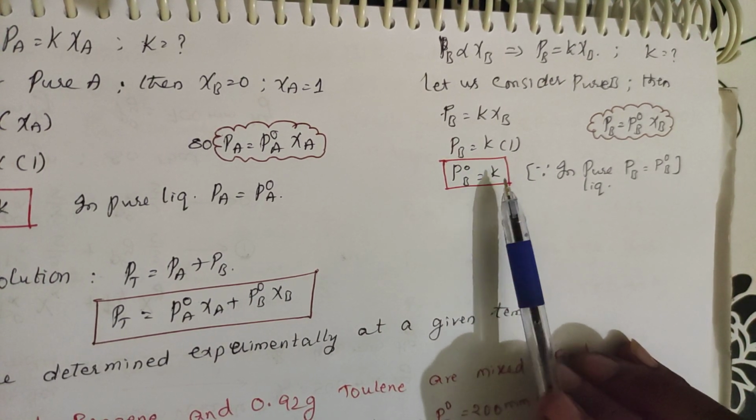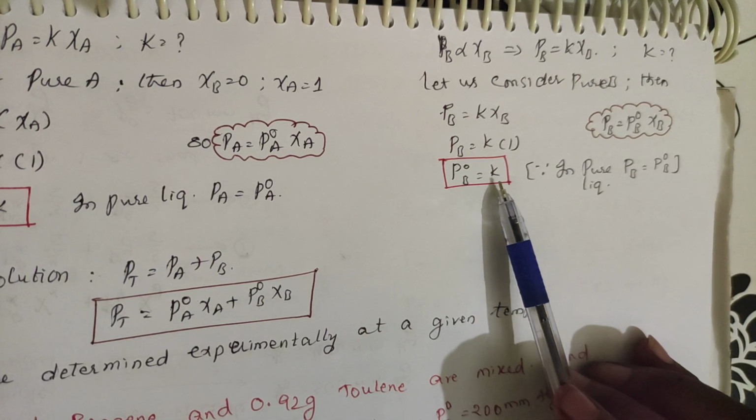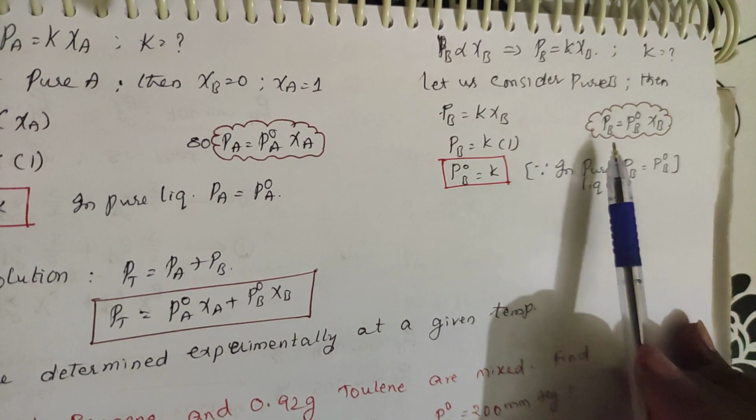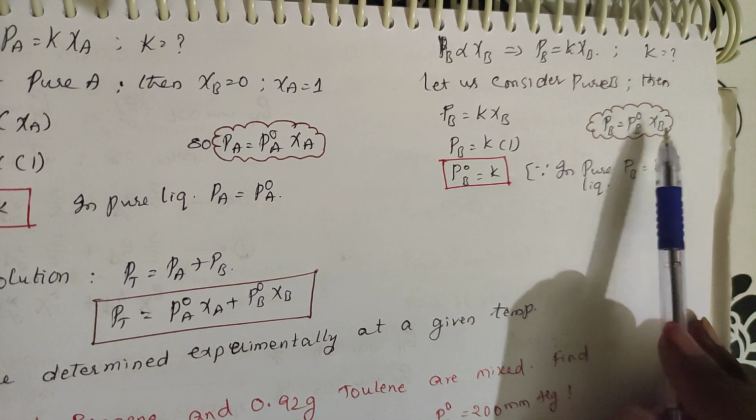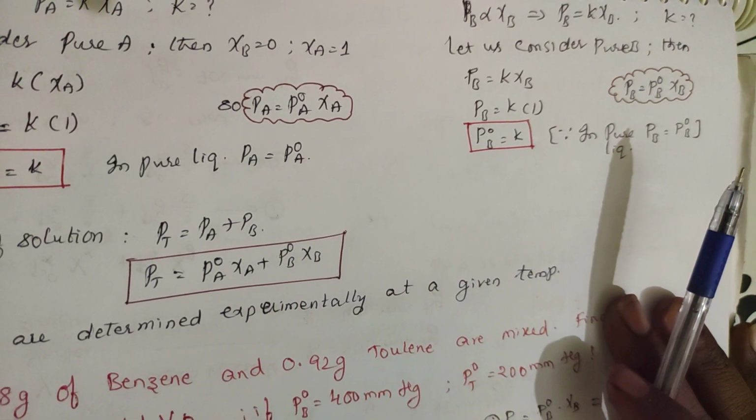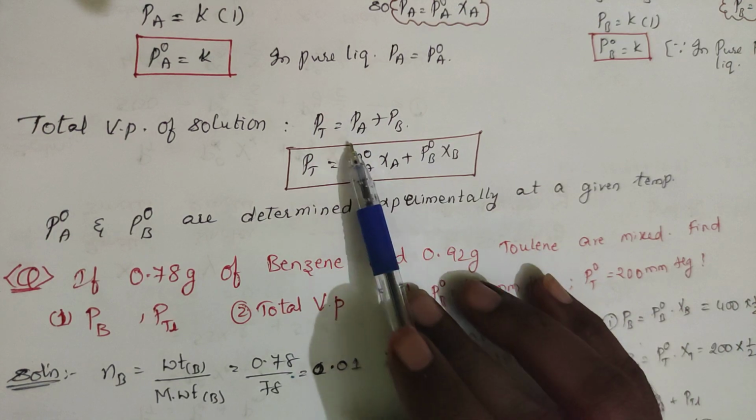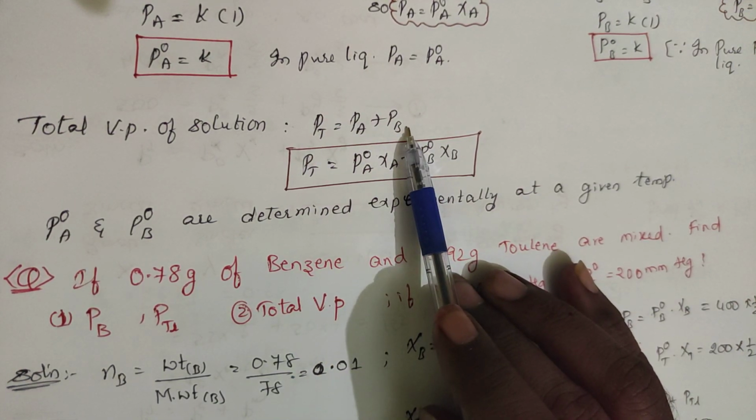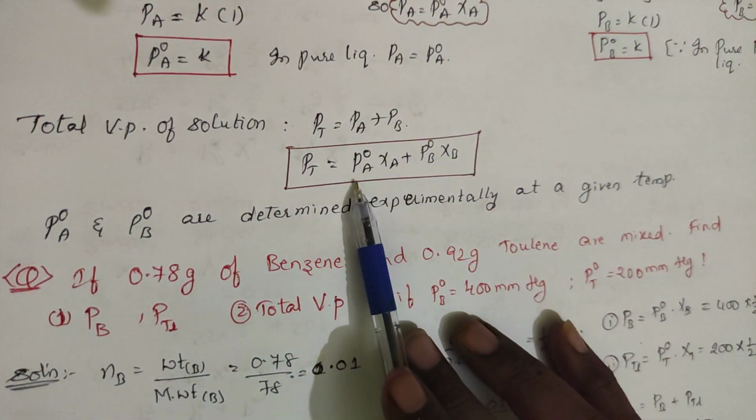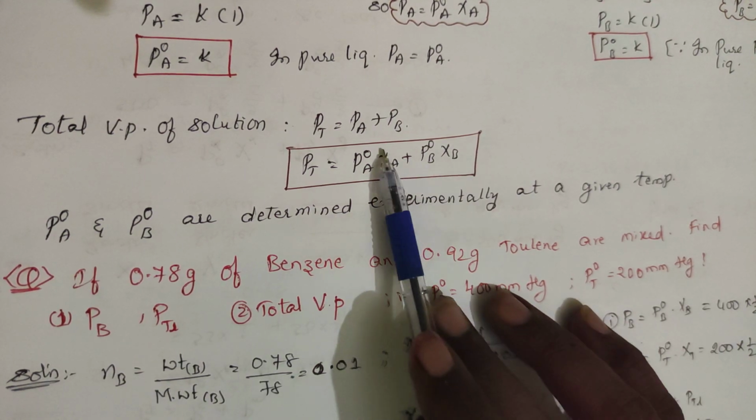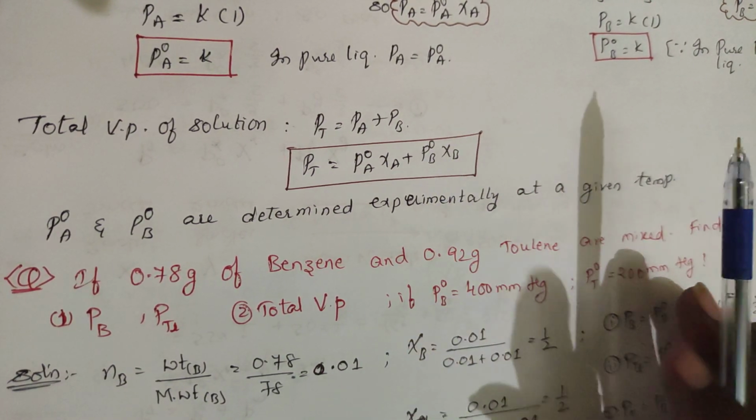You don't have anything, so K will be equal to P naught B. Now you put P naught B in this equation, so PB will be equal to P naught B into mole fraction of B. Now what is the total vapor pressure? Total vapor pressure is nothing but PA plus PB. PA you have got this value: P naught A mole fraction of A, plus PB is mole fraction of B into P naught B.